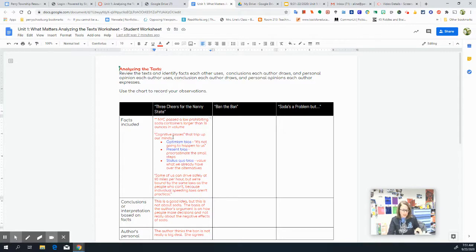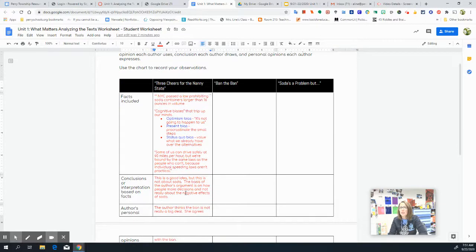We need those laws. Then, if I turn to page 279, this is a common knowledge fact that I found, and that she uses also to support her claim. And it is that some of us can drive safely at 90 miles per hour. So it's that speeding law. And so those are there to help keep us all safe, because not everybody, even though you feel comfortable driving, not everybody can drive safely at 90 miles an hour. So those are the facts that I found that are kind of the big ones that she uses to support her claim, that we should have that soda ban.